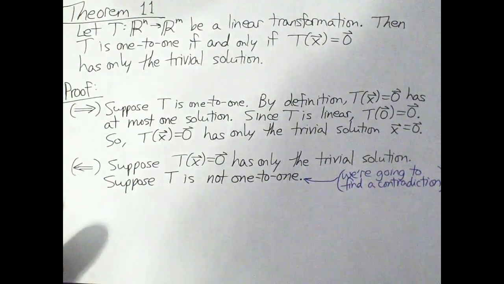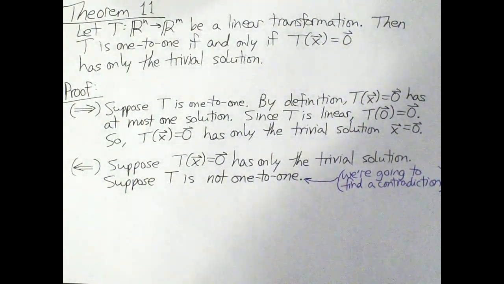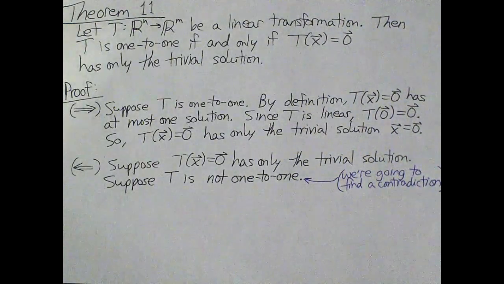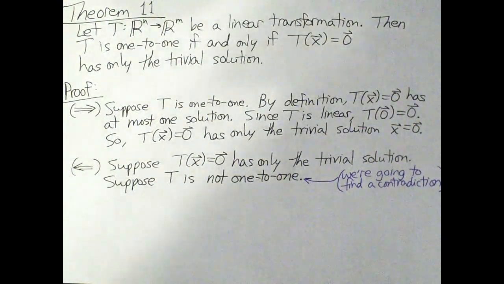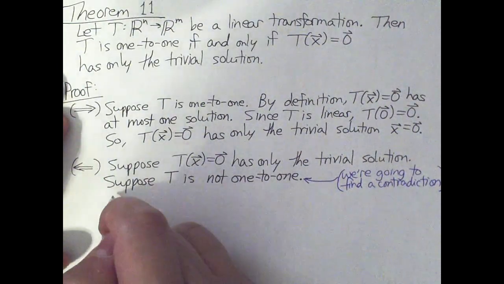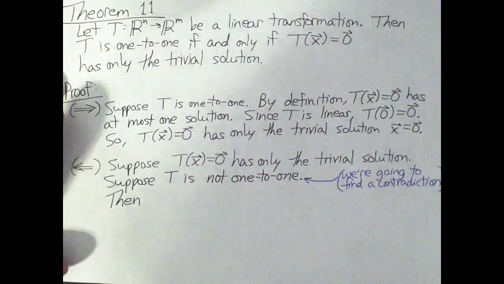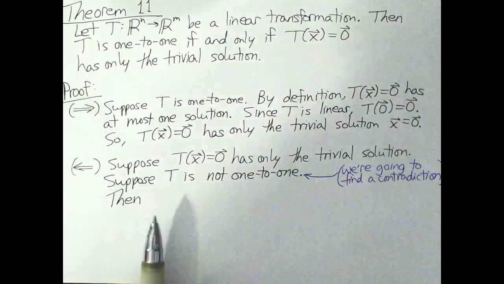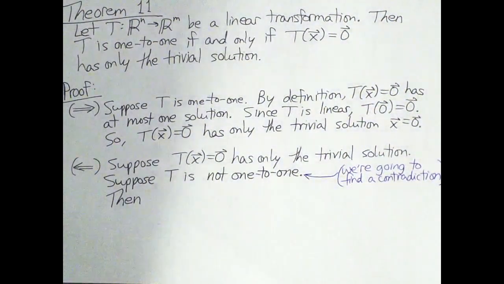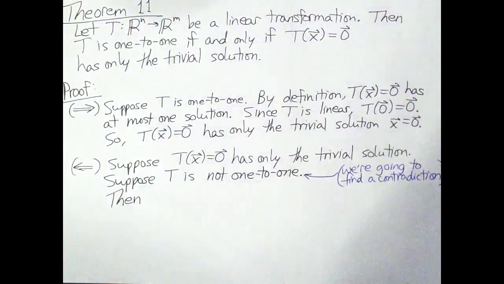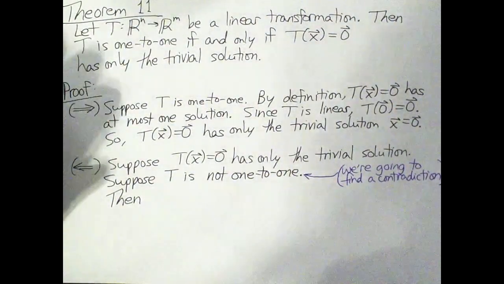I've been kind of going through this. Take a minute and think about it. See if you can come up with the next sentence. I'm going to show you the first word. Then. That's a powerful word, then. Okay. So, suppose T is not 1 to 1, then what can we conclude?